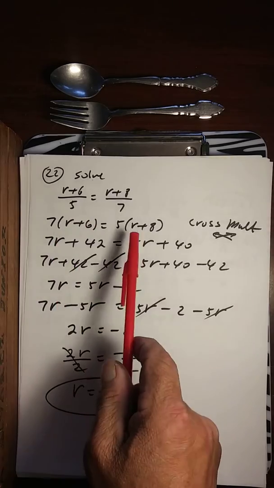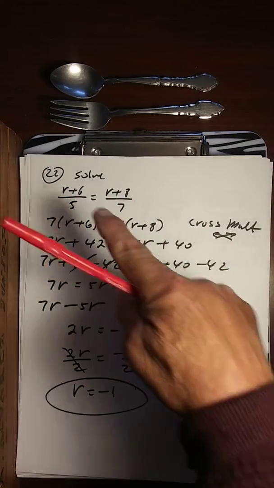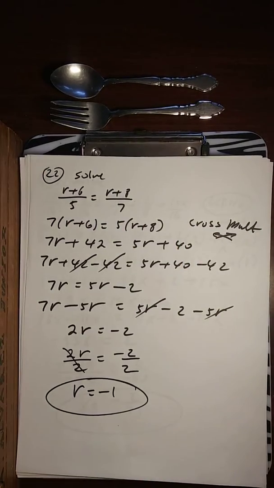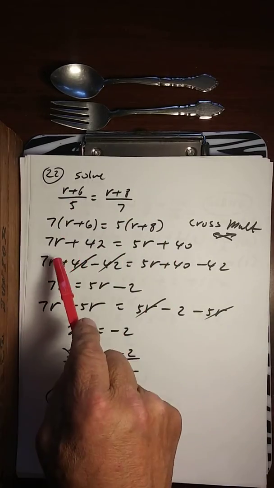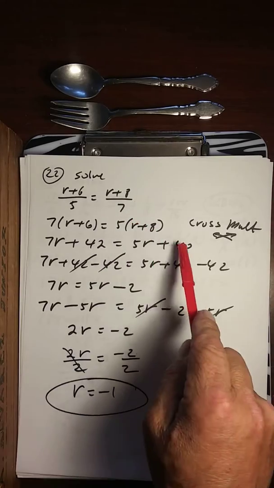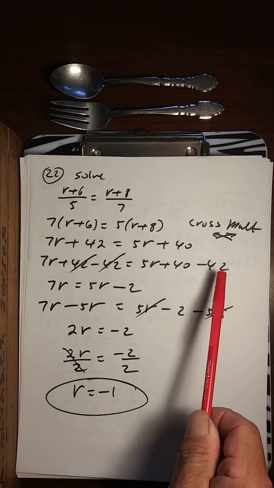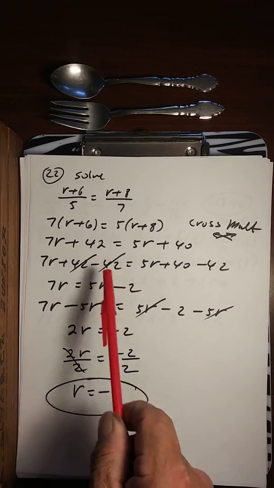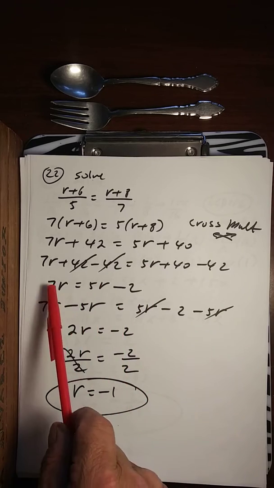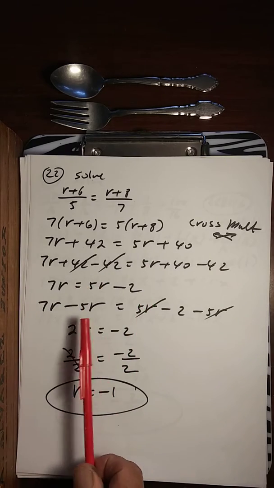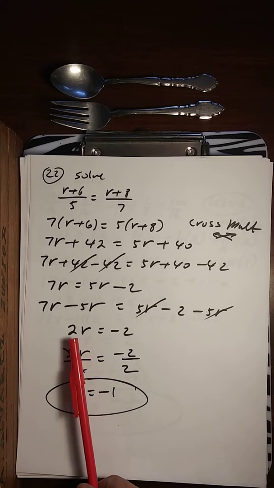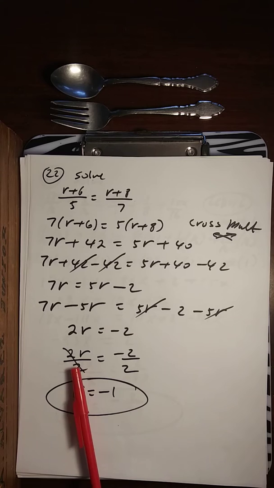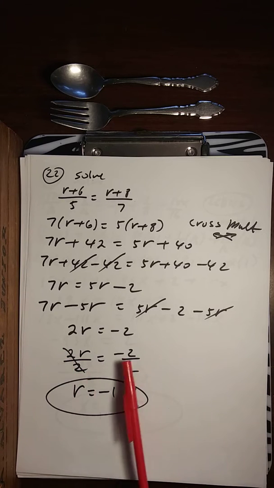This one, easy way. Cross multiply this way and this way. Just cross multiply like that. So 7 times r plus 6, 5 times that. 7r plus 42, 5r plus 40. Now let's give it a negative 42, negative 42. Gone. So we have 7r equals 5r minus 2. Now we're going to get rid of r's. Minus 5r, minus 5r. These are gone. So 2r equals negative 2. Divide by 2. Divide by 2. This is gone. So negative by positive is a negative 1.